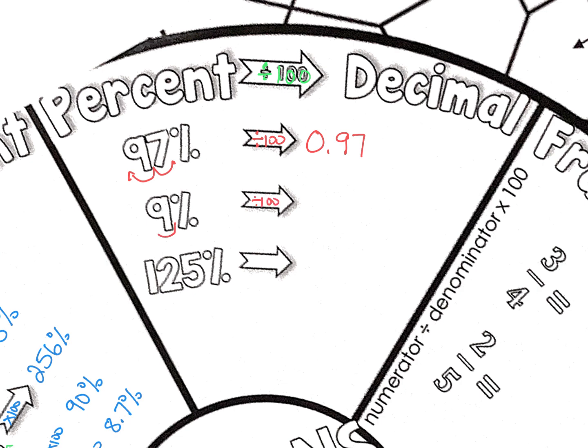Same thing here, I'm going to take this and move it back 2 spots, but we have that blank space there. So this becomes 0.09. And when we do 125%, the decimal point's at the end, move it back 2 spots, this becomes 1.25.